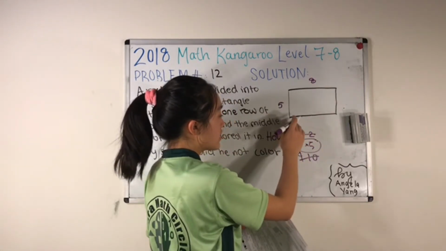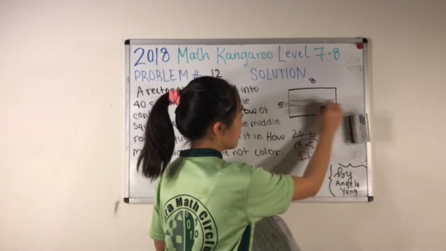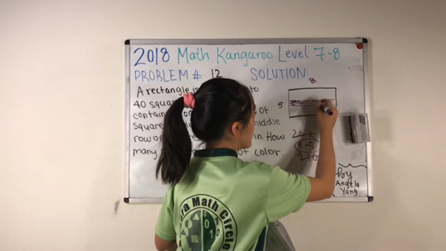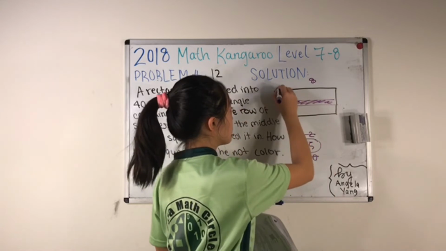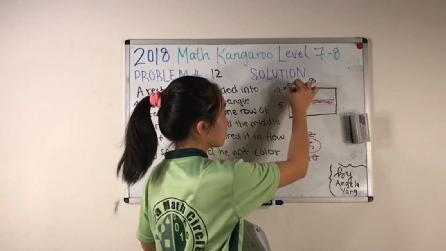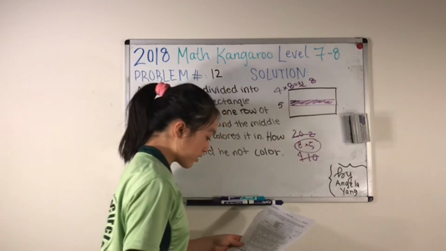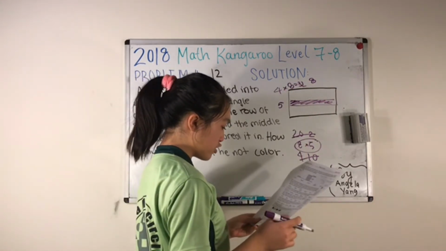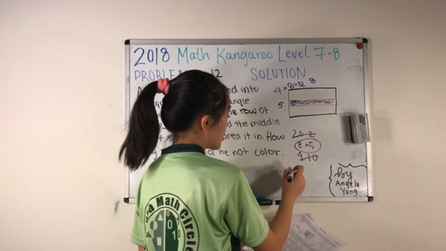And so now let's say this is the middle row and the middle row is all colored in. That means there are 4 other rows that haven't been colored in. 4 other rows by the 8 columns equals 32. So our answer is 32 squares not colored, which is letter C.